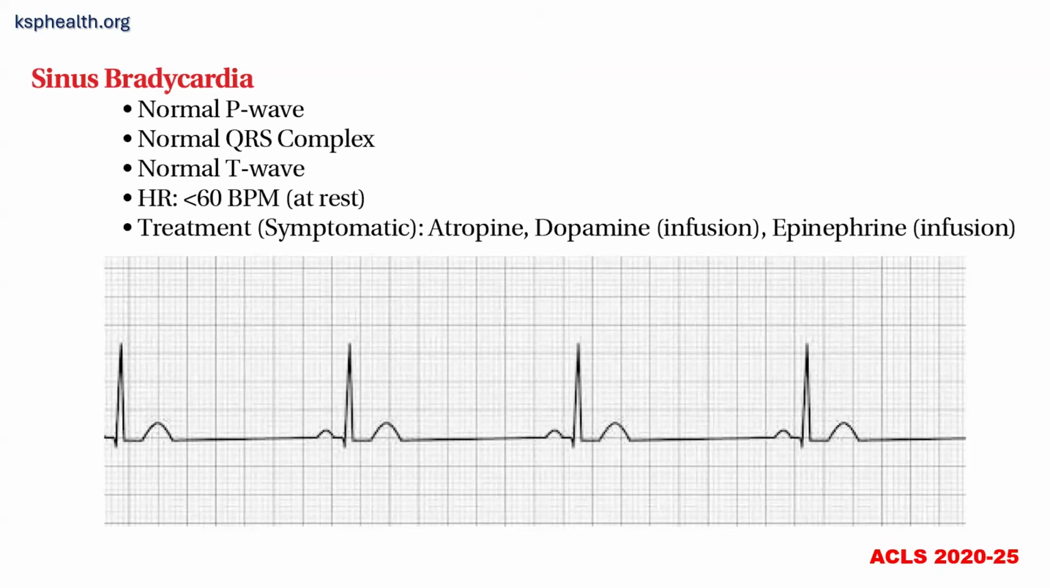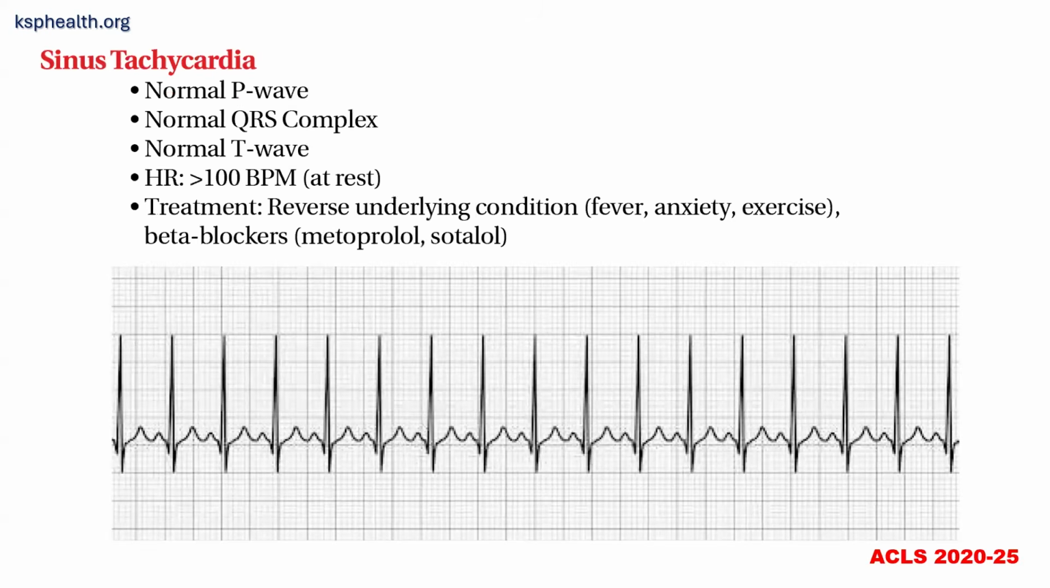Second is sinus bradycardia. They will have normal P wave, normal QRS complex, normal T wave. The heart rate is less than 60 beats per minute at rest. Treatment only if they are symptomatic. Asymptomatic, you don't have to treat the underlying cause. If they are symptomatic, need to treat with atropine or dopamine infusion or epinephrine infusion.